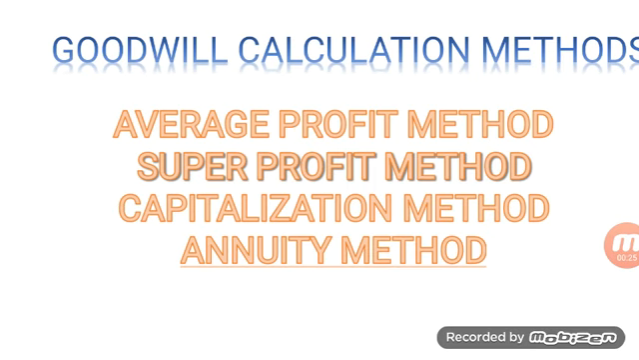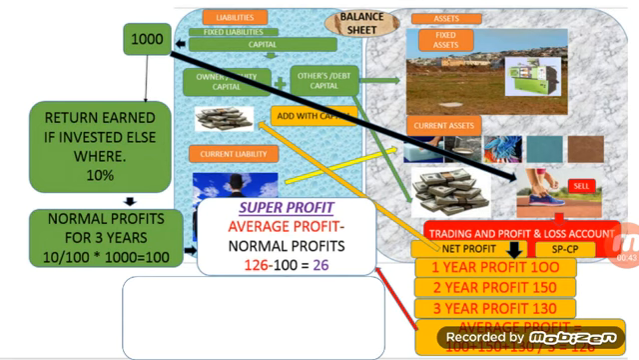But if you want to understand the annuity method, I suggest you to understand what is super profit method or average profit method. For that, I've already made a video. If you haven't watched the video, you watch the video on super profit method. That will clear your concept. So moving on to the next slide. This is the slide which I had used to explain the concept of super profit method.